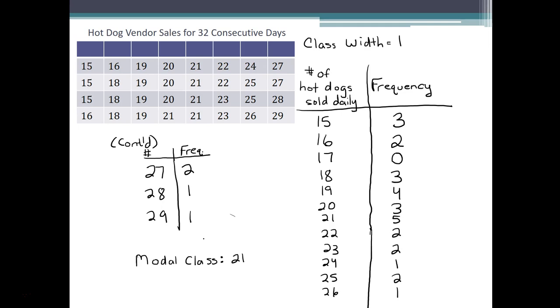So yeah, we're not going to worry about the things I just said, the limits or the midpoint. We talked about modal class and class width. We already have class width as 1. So, all right.